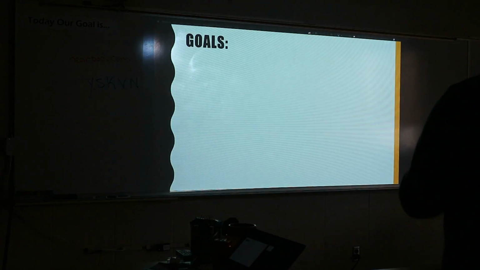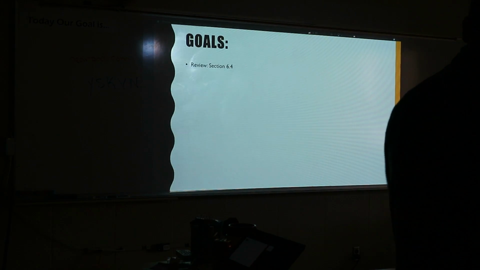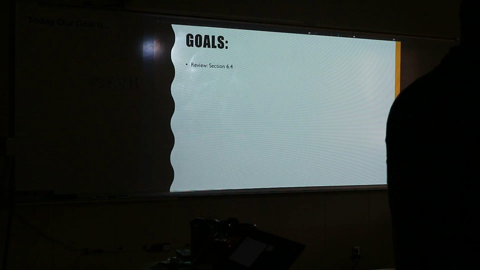Goals today, I want to do section 6.4. I want to review a couple things from that. That was the stuff we did last week. It was about rectangles, and we talked about parallelograms and all that. So I want to do a quick review of that. We had some properties last week, like the definition of rectangle. We had some theorems, 6.13, 6.14, about the diagonals of a rectangle.